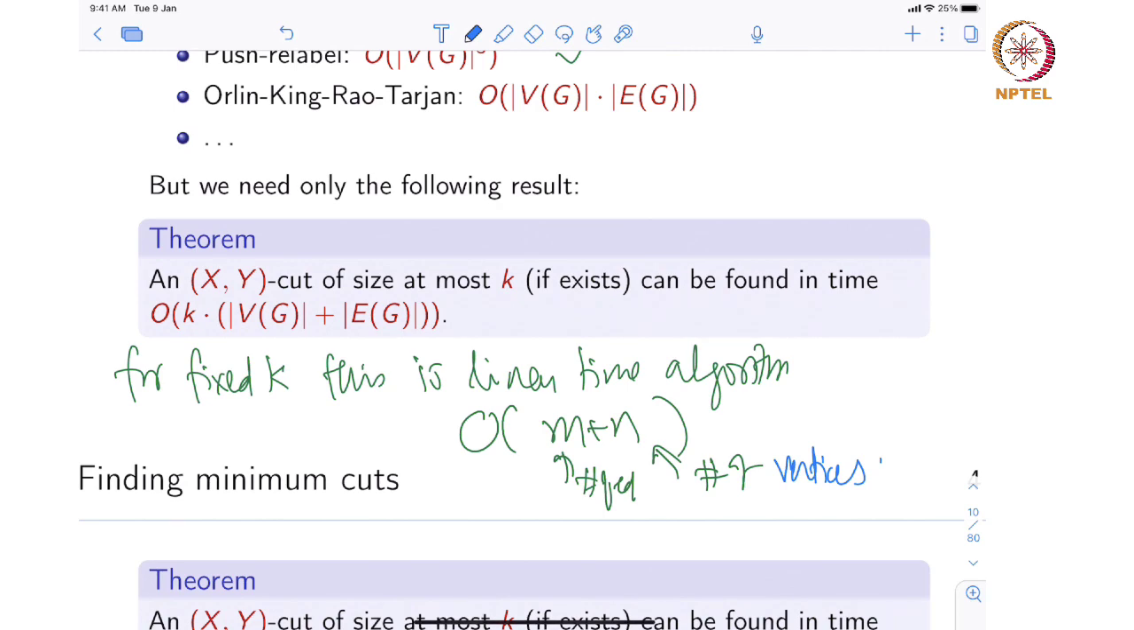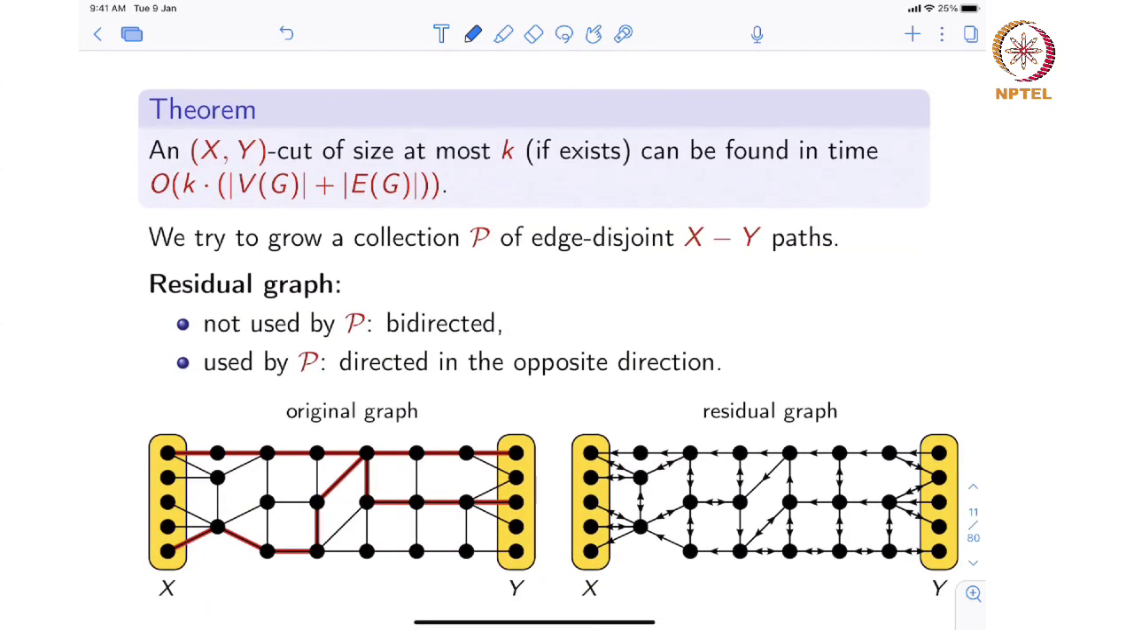Okay, and k is the cut size. And how do we actually find such an algorithm? It is very simple. We try to grow a collection P of edge-disjoint XY paths. At any point in time, suppose this is the original graph, and we construct what is called the residual graph.